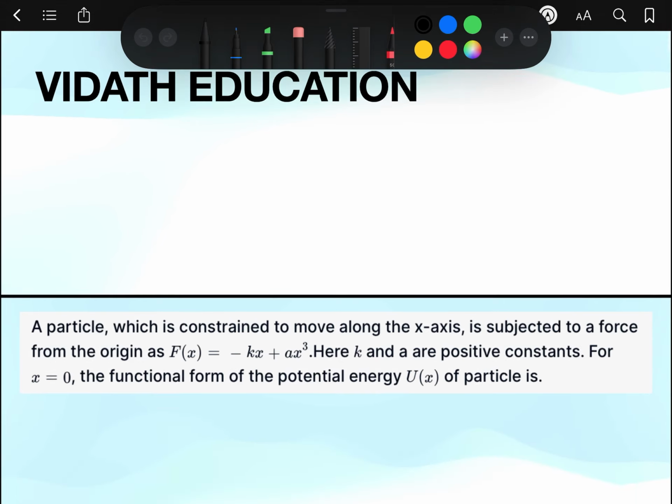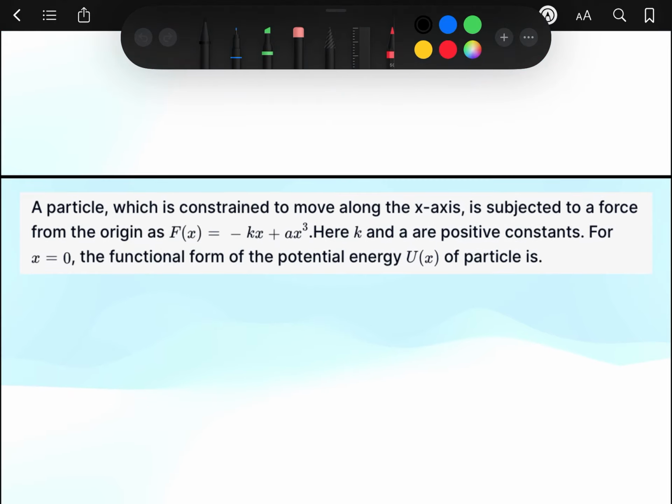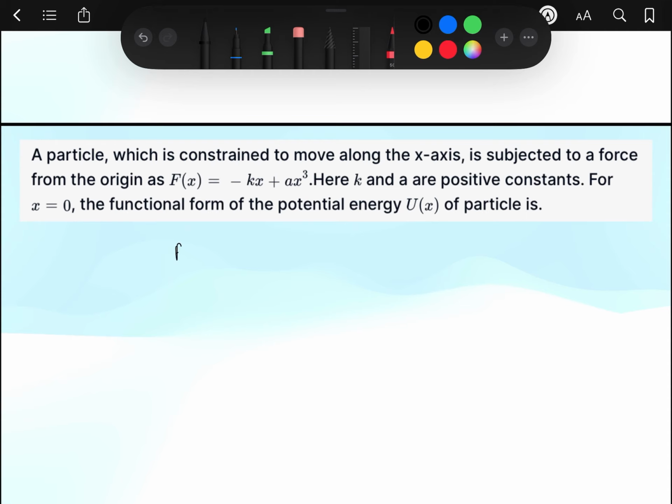So hello guys, this is another question from IIT JEE PYQ. The question is: a particle which is constrained to move along the x-axis is subjected to a force from the origin that is equal to F(x) = -(kx + αx³), where k and α are positive constants.